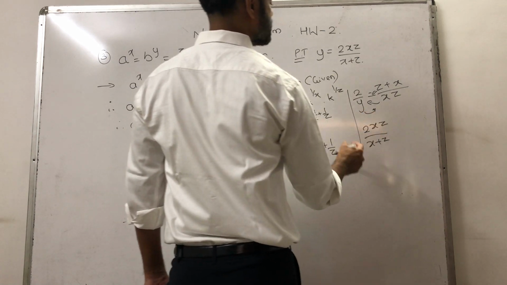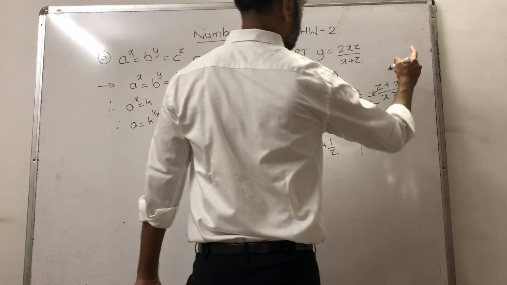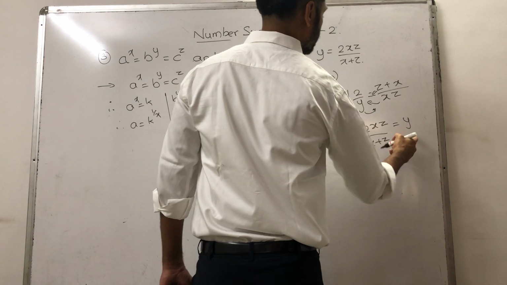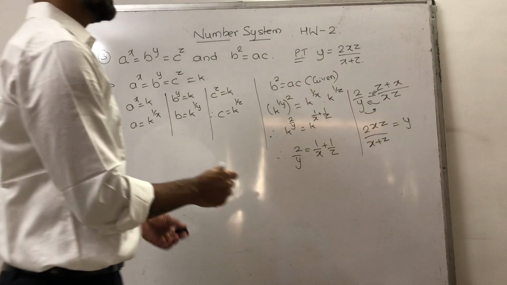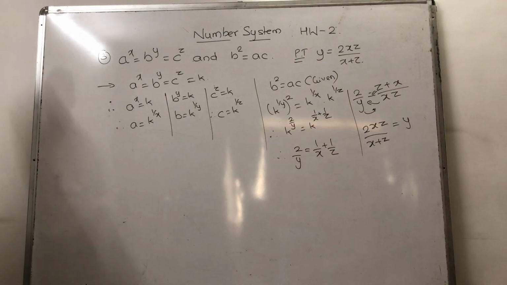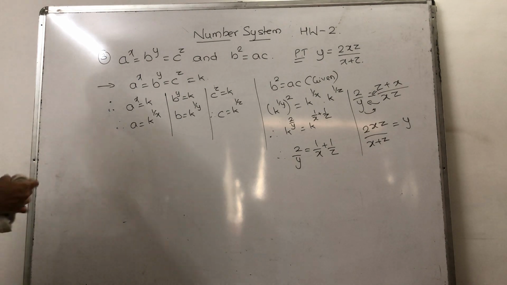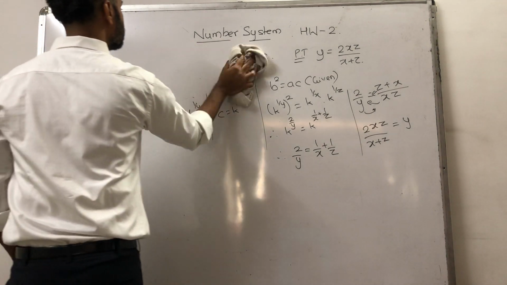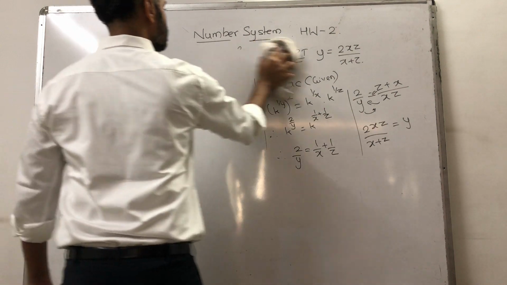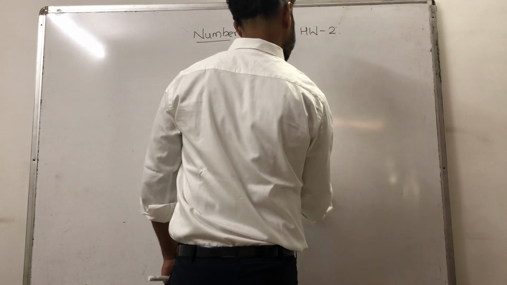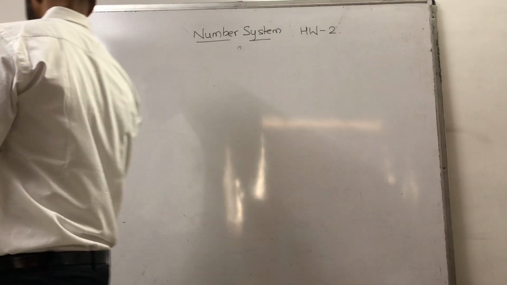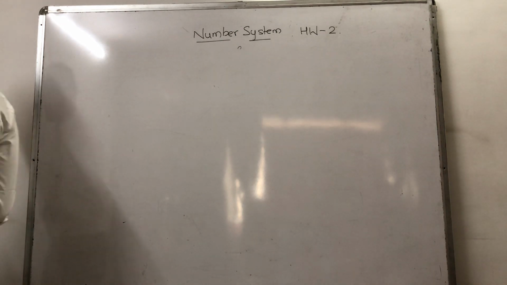Shift the y on the other side. Here y is in the denominator. If it comes to the other side, it will be in the numerator. So you got the value of y as 2xz upon x plus z. That was the third sum.